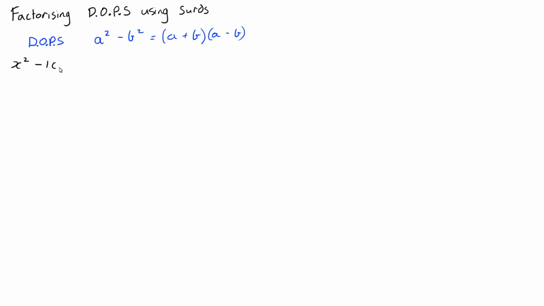Let's say we've got x squared minus 10. Now in the last video we said, alright, let's convert 10 to a perfect square. However, we should note that 10 is not a perfect square, because we can't actually just write it as something squared. We need to do a little bit more work before we do that.